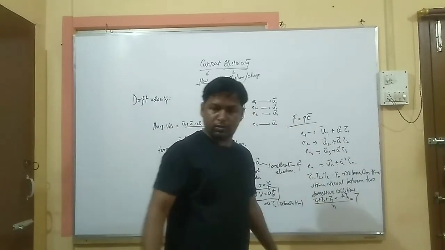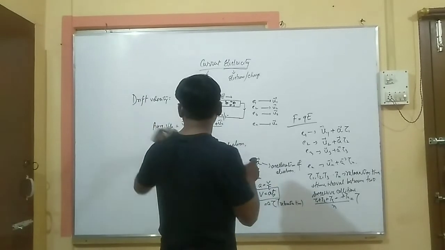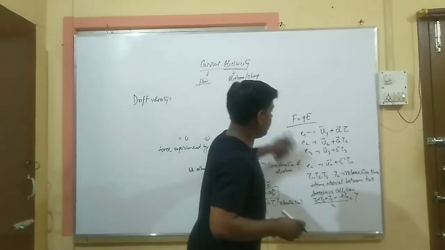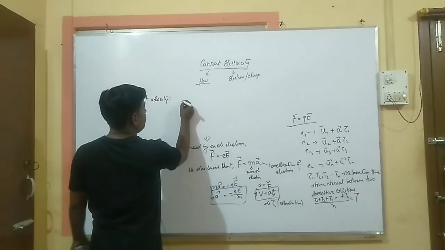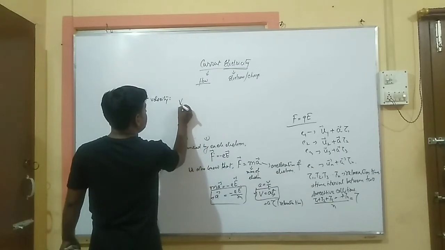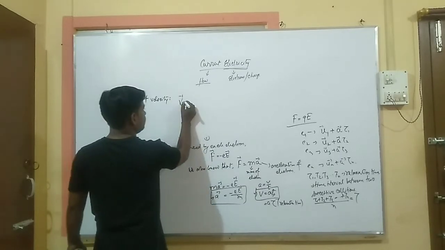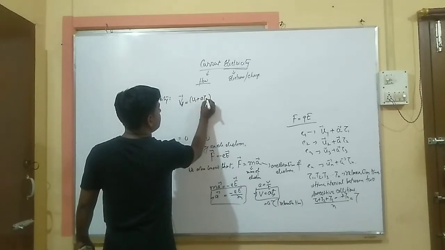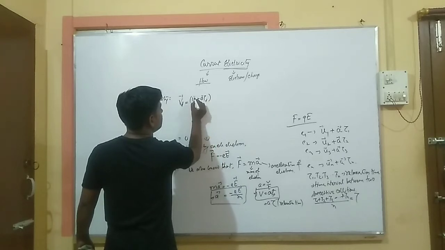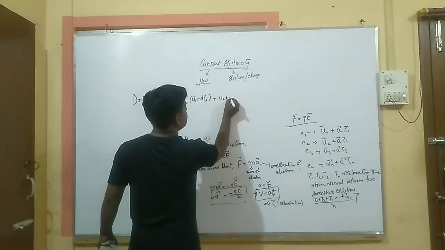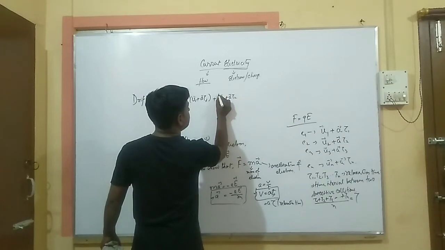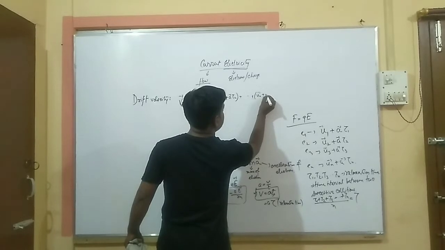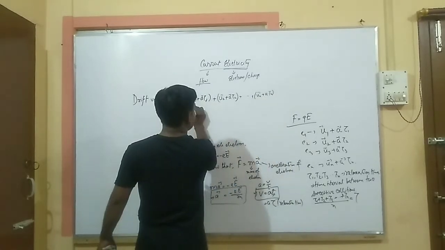So now we'll add all these quantities. Adding all these quantities, we will have the average velocity, which is denoted by vd. vd equals u1 plus a tau 1 plus u2 plus a tau 2 plus un plus a tau n, divided by n.